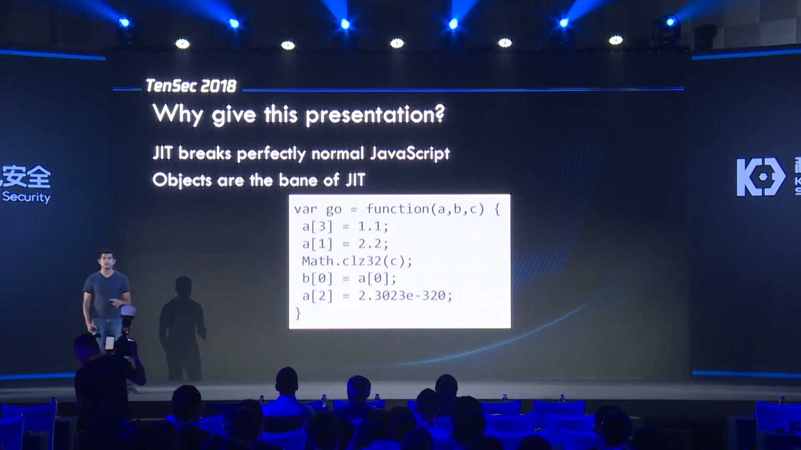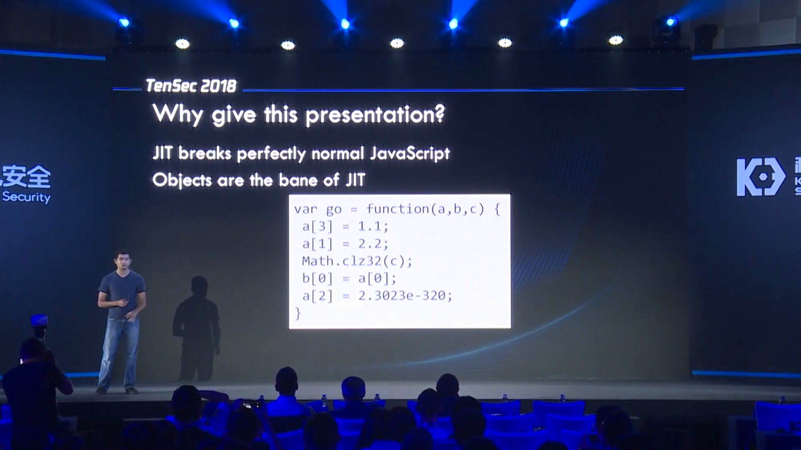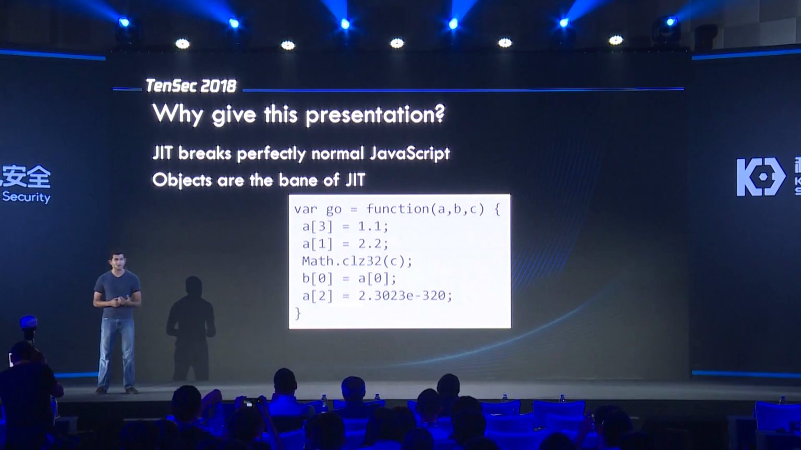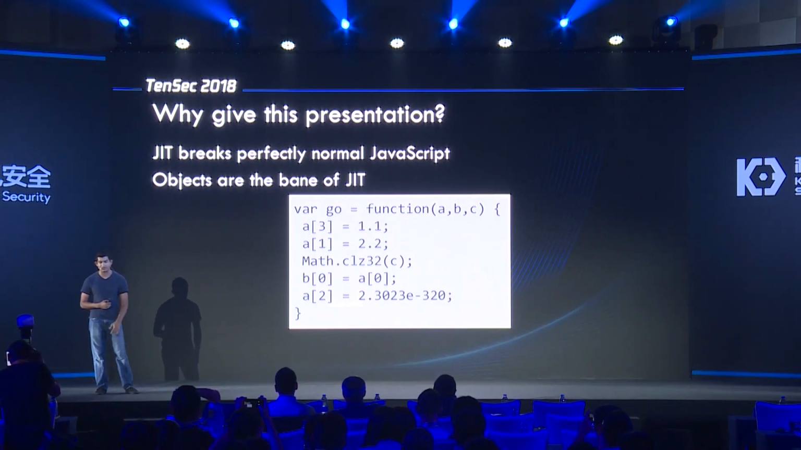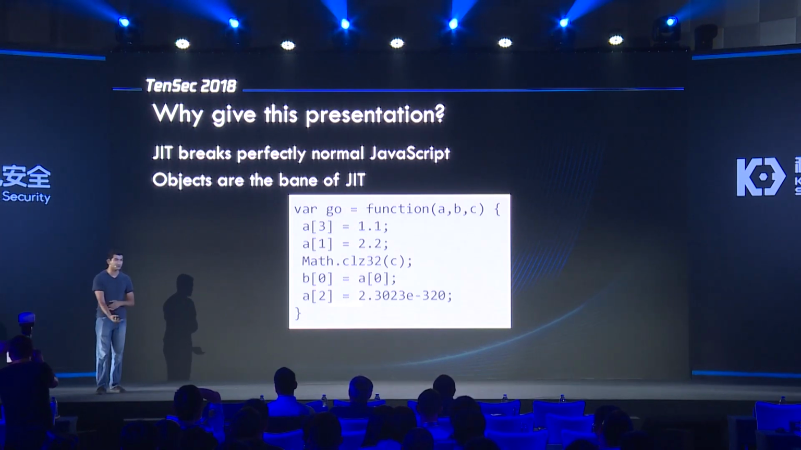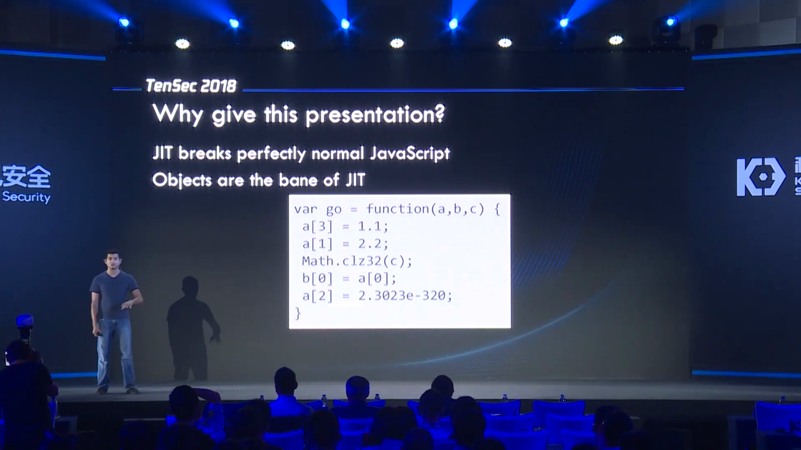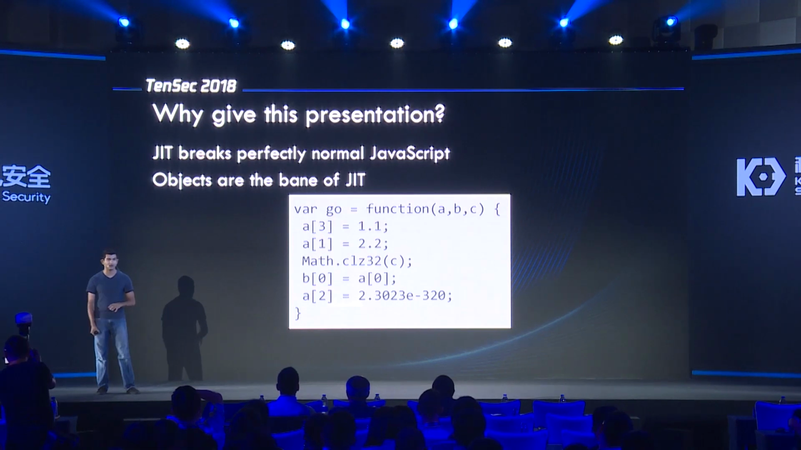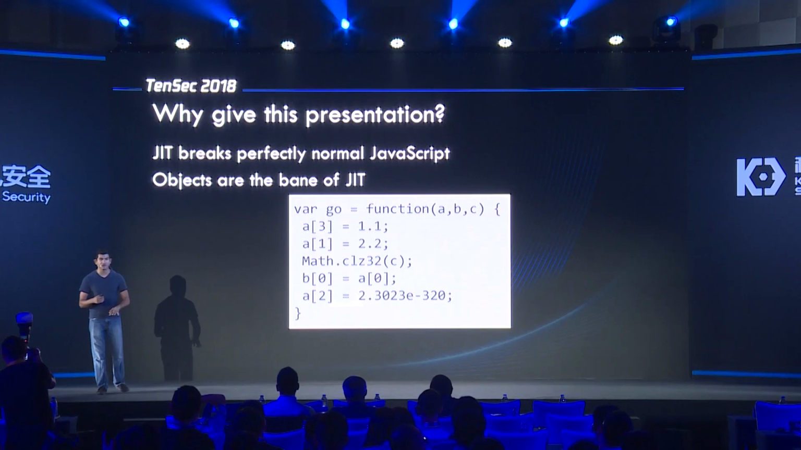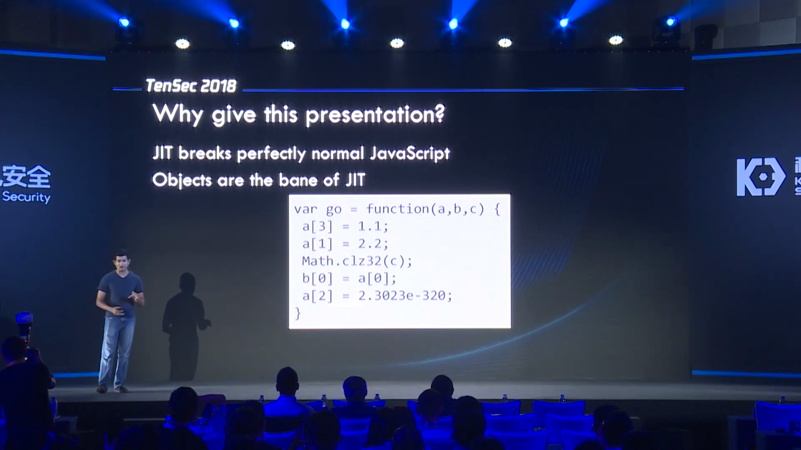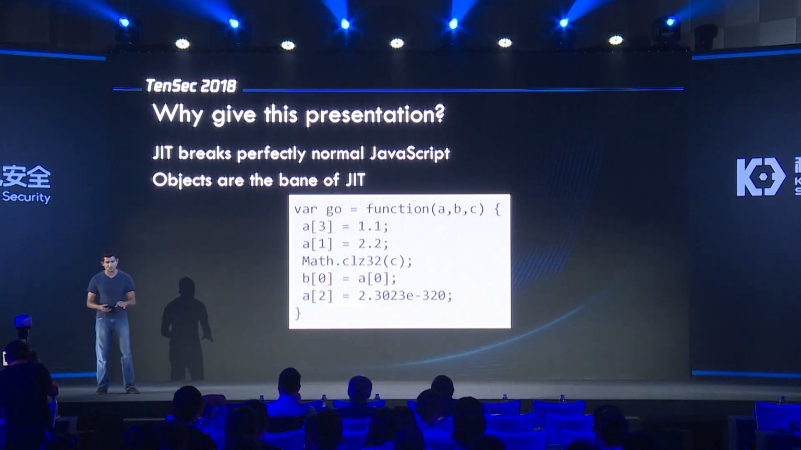In a very, very similar vein, JIT breaks perfectly normal JavaScript, specifically because objects are the bane of JIT. This applies largely to Chakra and to Safari, but it also applies to V8. Firefox, for some strange reason, seems to have been the most resilient to this type of attack. But here we have an example snippet of code, and this was used as part of, I want to say, 360 Chihu's attempt on Safari. And it doesn't look too strange. It looks a bit worthless as far as functions go, but it's not that interesting.